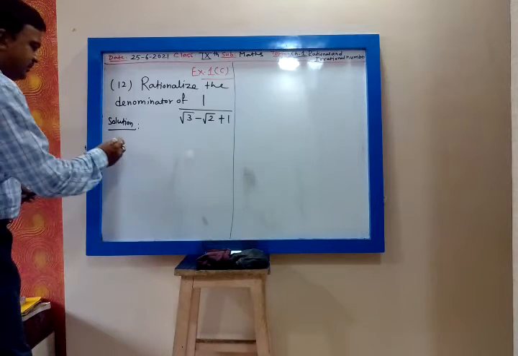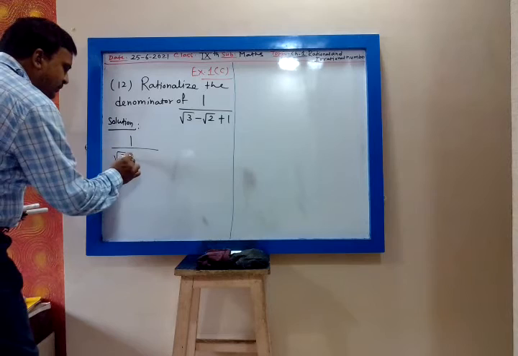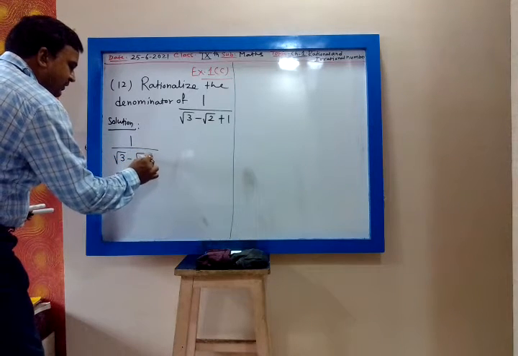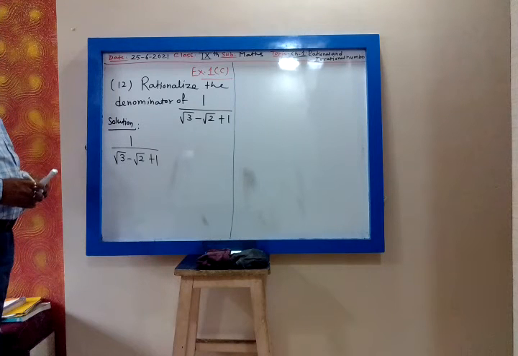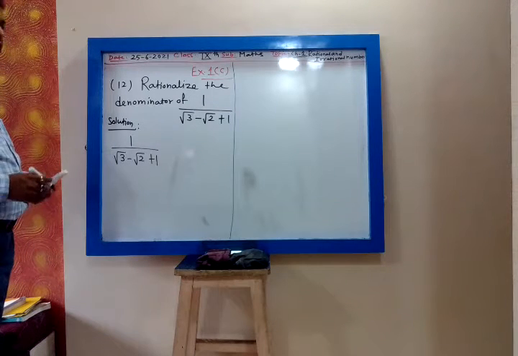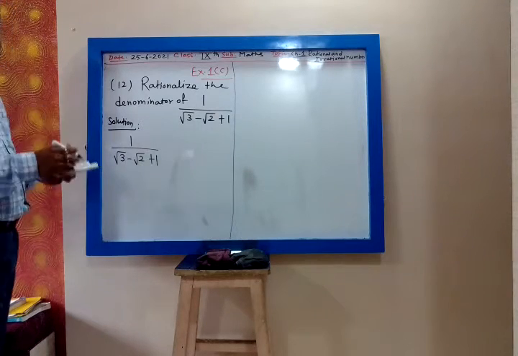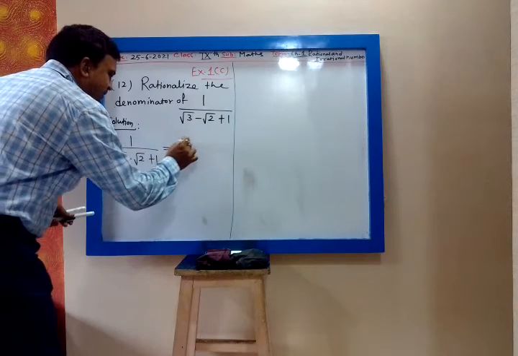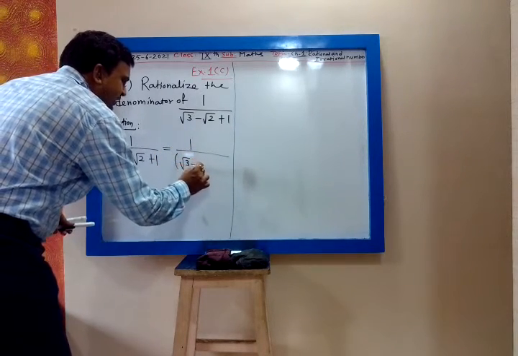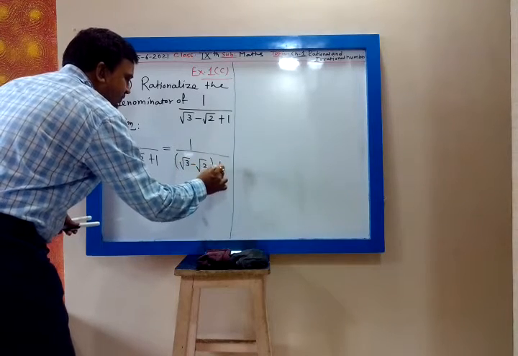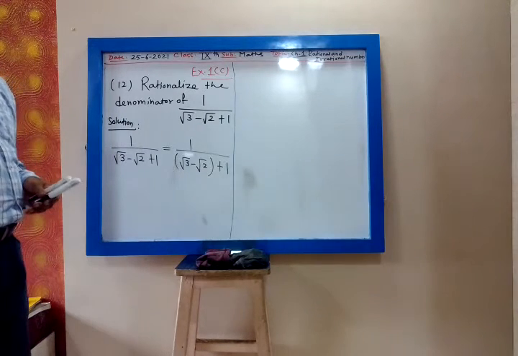So you are given the number 1 upon root 3 minus root 2 plus 1. Now out of these three numbers, which are irrational numbers? Root 3 and root 2, they are irrational numbers. That I will write in one bracket. So we write 1 upon root 3 minus root 2 in one bracket, then outside we write plus 1. So now these three numbers I have reduced to two numbers.